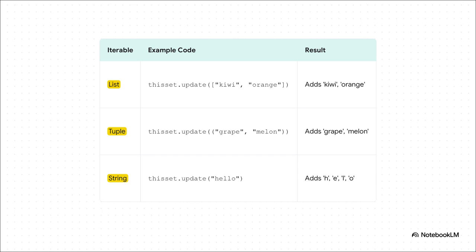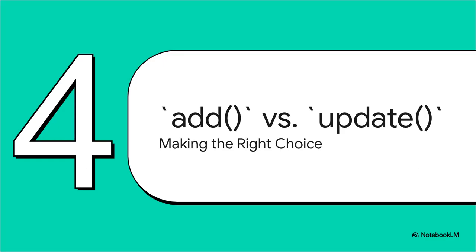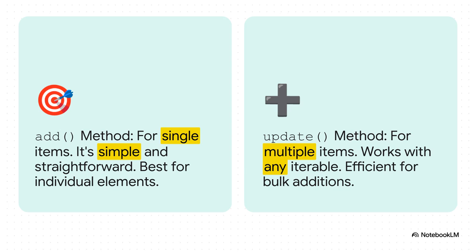If you update with the string hello, you don't get the word hello in your set. Nope. It breaks the string down and adds each letter individually. H, E, L, and O. Kind of cool, right? Okay, so we've got 2 great tools in our toolkit now: add and update. The real trick is just knowing which one to grab for the job. So let's put them head to head. Honestly, the choice is usually pretty simple.